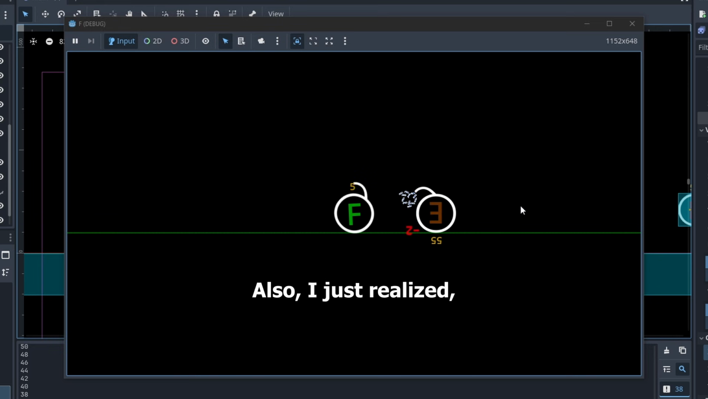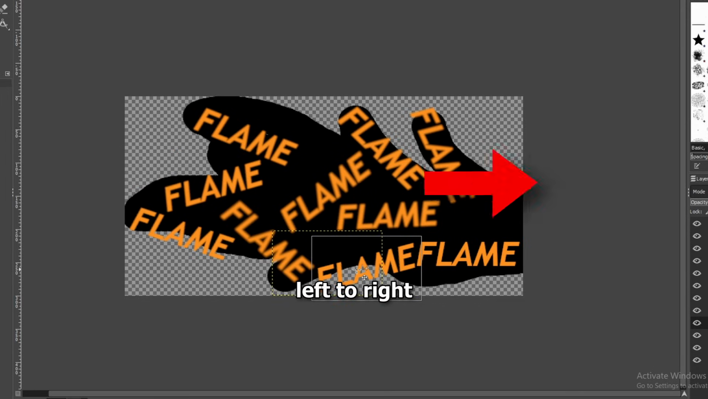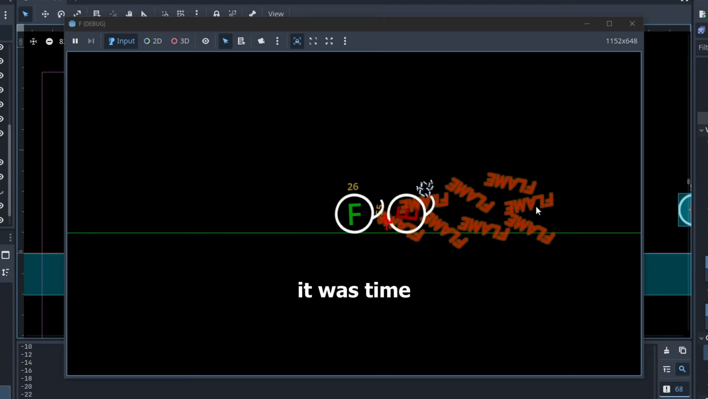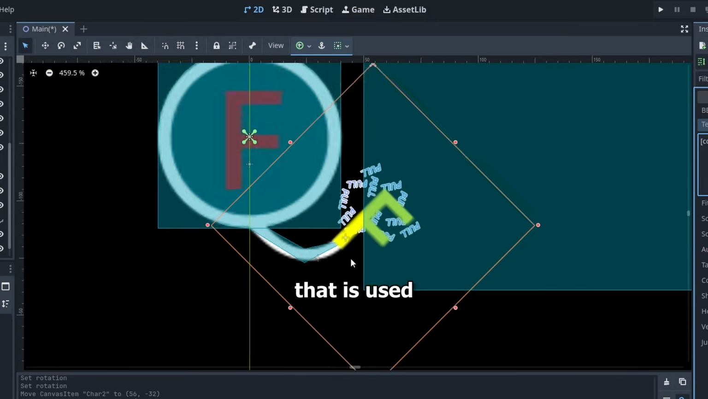Also, I just realized all the art was going right to left when it was supposed to go left to right. So I had to flip everything upside down. With the ranged attack finished, it was time for the melee one. For that, I settled on a small F that is used to stab an enemy.